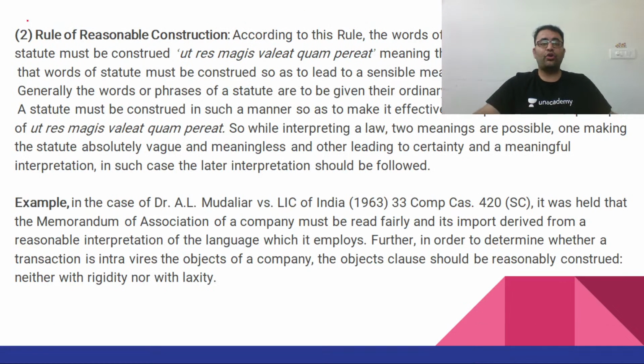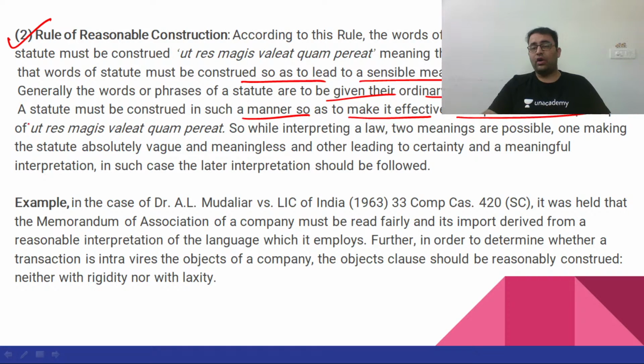Okay, let's move on to the rule of reasonable construction. Now what we saw so far was the rule of literal construction. Now let's look at the rule of reasonable construction. According to this rule, the words of a statute must be construed ut res magis valeat quam pereat, please pardon my pronunciation, meaning thereby that the words of statute must be construed so as to lead to a sensible meaning. So that is what it is based on. So whatever you do in interpretation of the law, it should be done so as to lead to a sensible meaning. Generally, the words or phrases of a statute are to be given their ordinary meaning. A statute must be construed in such a manner so as to make it effective and operative on the principle of ut res magis valeat quam pereat.